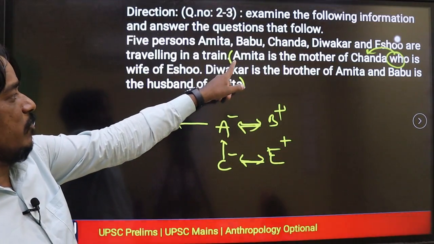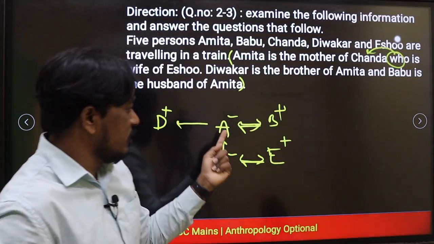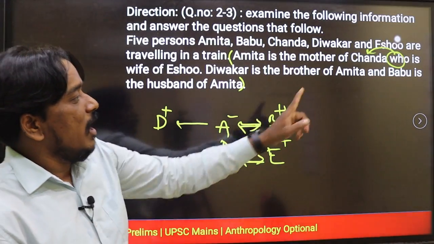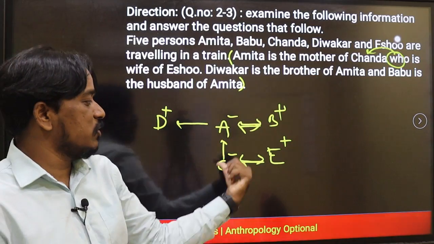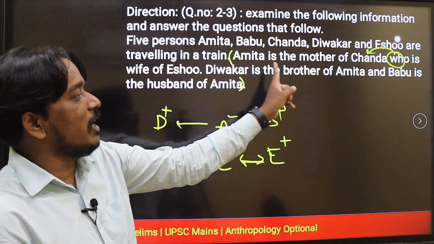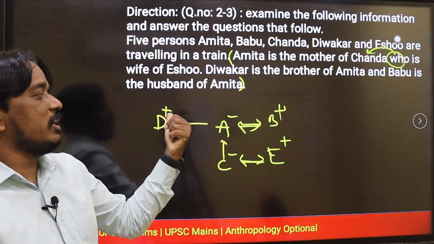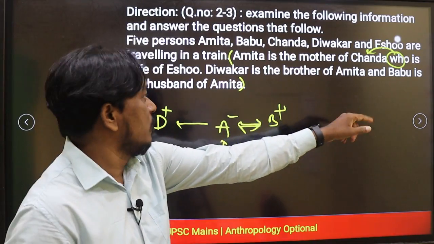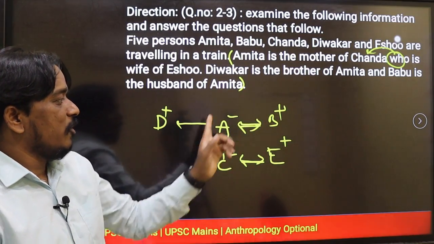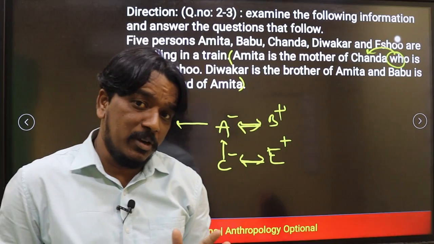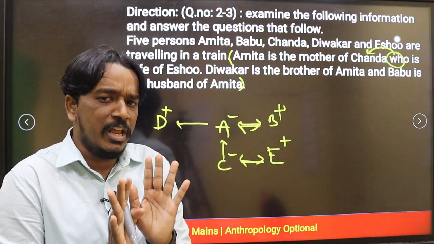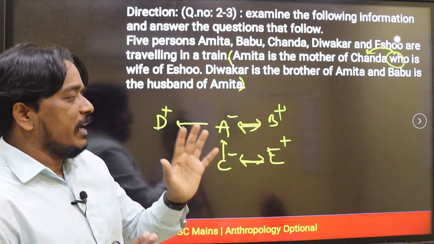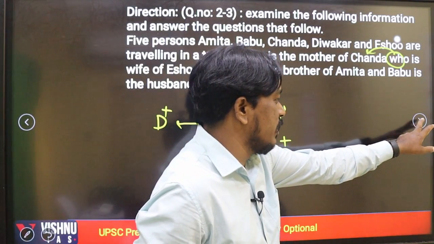Clear? If you observe one by one, Amita is the mother of Chenda. And who is the wife of Isho? See, Chenda is the wife of Isho. Similarly, Divakar is the brother of Amita. And Babu is the husband of Amita. This is the particular family tree. Once you draw the diagram, you can answer the given questions very easily, in a very simple way. Now we'll try to solve the given question.